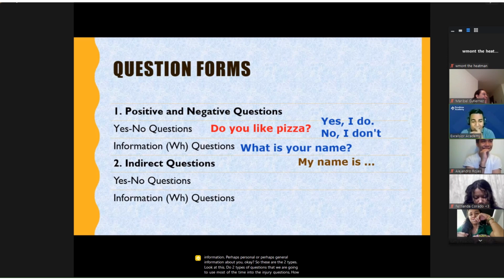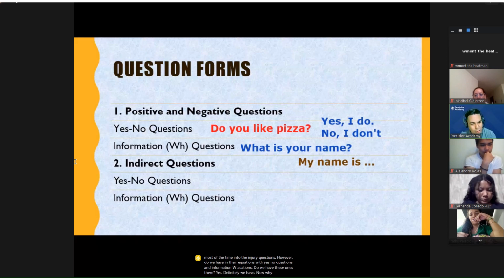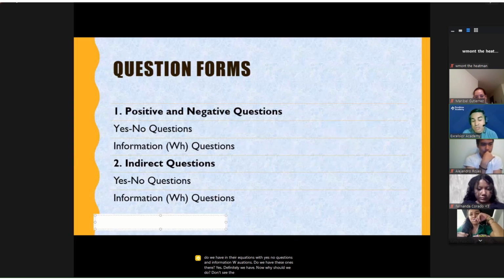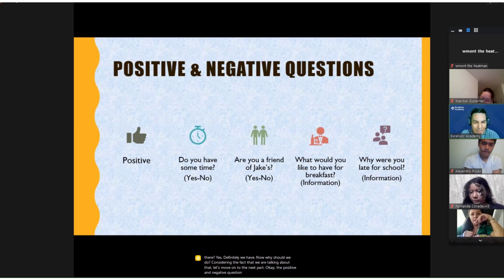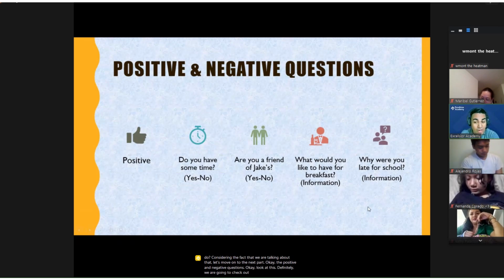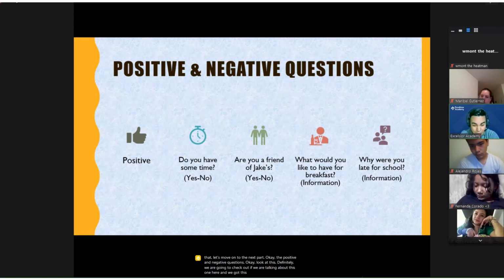However, do we have combinations of yes no questions and information WH questions? Yes, definitely we have. Now, what should we do? Considering that we are talking about that, let's move on to the next part. The positive and negative questions. Definitely, we are going to check this one here.